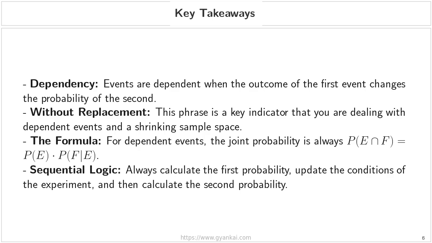Finally, I want you to focus on using sequential logic. Don't try to jump straight to the answer. Always follow this 3-step mental checklist. First, calculate the probability of the first event. Second, update the conditions of your experiment to reflect what has changed. And third, calculate the probability of the second event based on that new state.